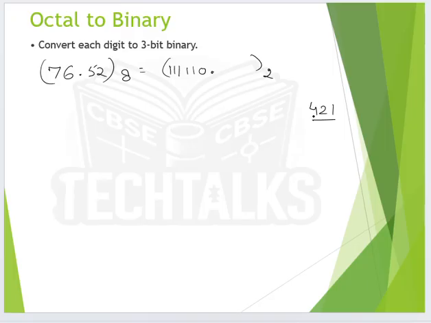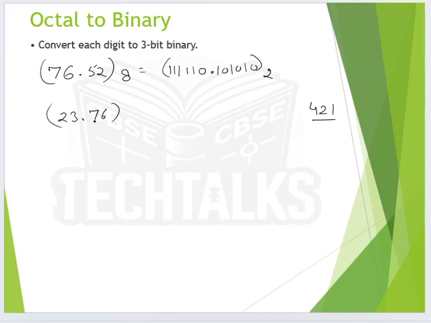Point. How to represent 5? 4 and 1. So we will have 1, 0, 1. And how to represent 2? Only this one. So 0, 1, 0. Should we take one more? Let's take one more.